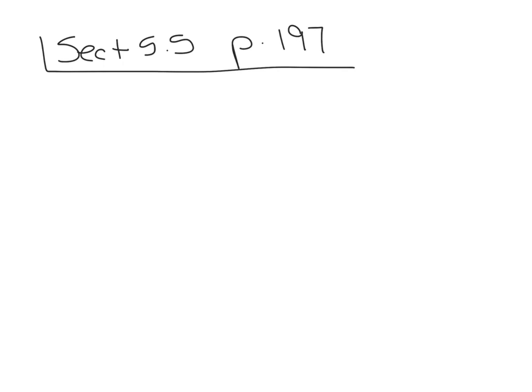All right, we're going to work on section 5.5 of your intermediate algebra book. It starts on page 197. All right, starting with example 1. This is solving radical equations.